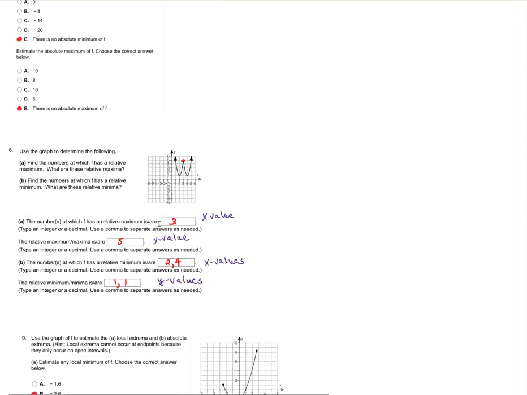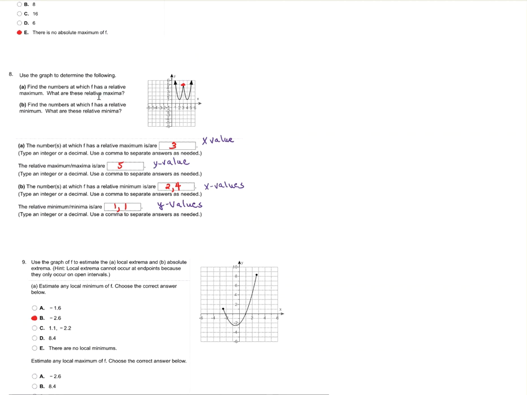All right, number 8. Find the numbers at which f has a relative max. And then what are these relative max? So the first one, it says find the numbers at which it has that. That means these are asking for the x value. So if we have a max, it's right up here, and the x value, the number at which we have that, is 3. And then the max value is 5.